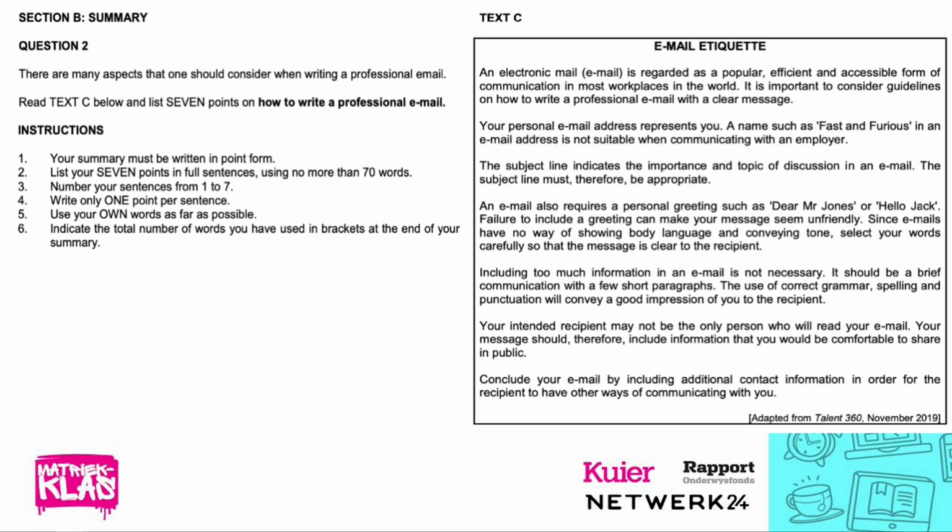That is nothing else. It's not an instruction. It's not telling me what to do. There's no guidance there. It is just additional information in the text. So I need to understand that somewhere, somehow, this is about a professional email. Why? Because I've read. But now I go and I look at my instruction there. It says, read text C below and list 7 points on how to write a professional email.